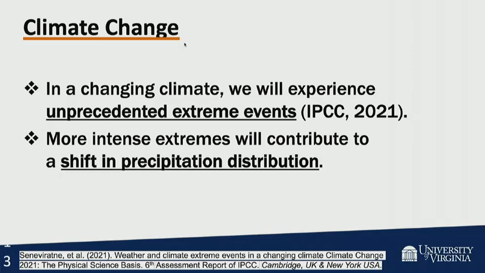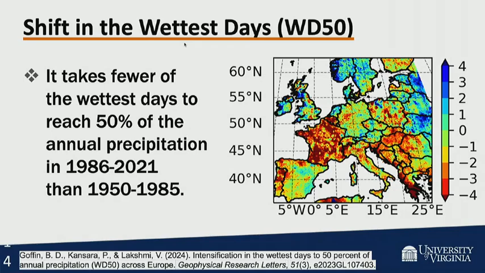One of the things which we did was a very simple index. This was published, I think, 2 years ago in GRL. If you take for any box, this is gridded observations from Europe. It's called E-OBS. It's publicly available data. If you take any box, you have daily precipitation for many, many years. And in this case, it's from 1950 to 2021.